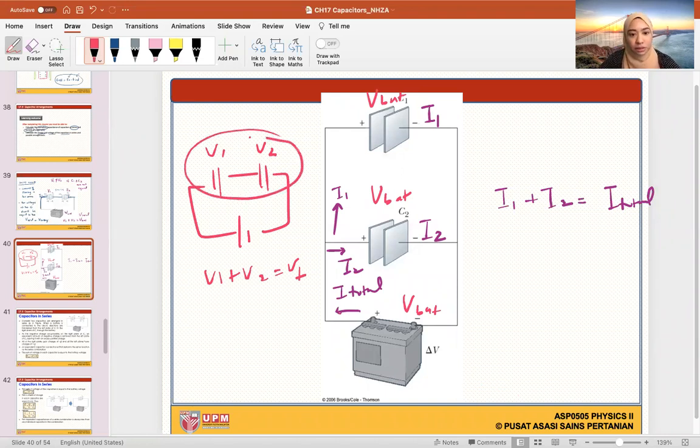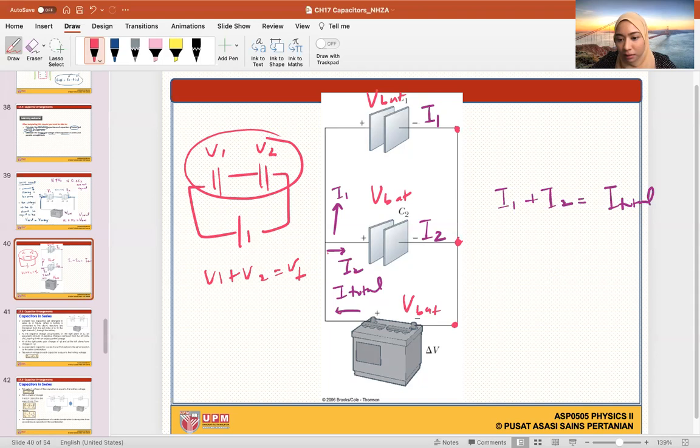Yang ni tak parallel. This is in series. Parallel ni bermaksud, if I were to redraw this, I can say, no, this is not a good diagram. Kejap, how do I say this? Okay. They are connected with the same point. Okay, that is the right word.